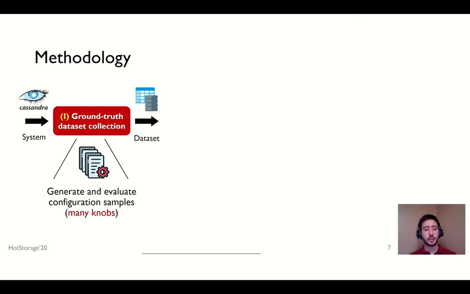The methodology consists of 3 steps. The first step is the ground truth dataset collection, and in this step we basically generate and evaluate many configuration samples where we tune many knobs. This step is very similar to the offline profiling phase of existing tuning frameworks. So at the end of this phase we end up with a dataset that consists of configurations and the performance measured for each configuration.